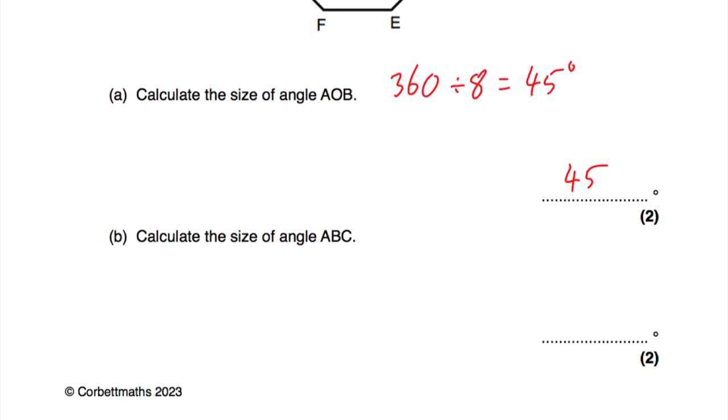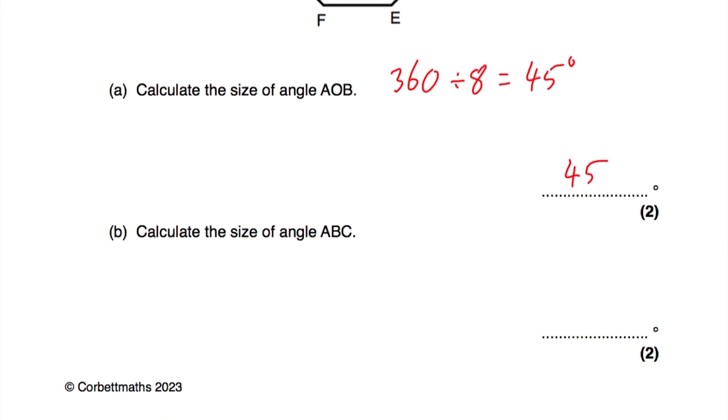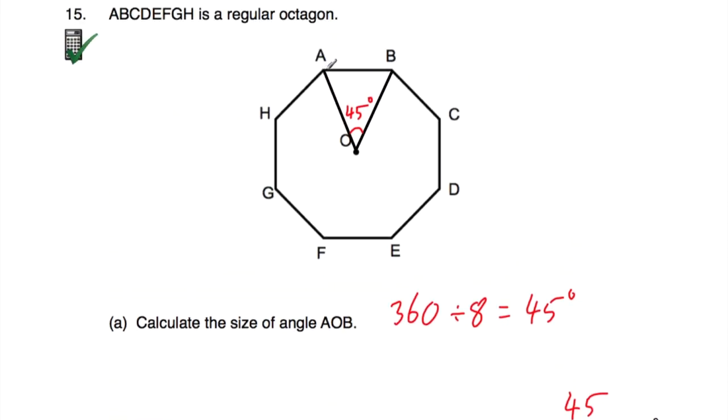Okay, and then if we have a look at part B, part B says calculate the size of angle ABC. So we want to find the size of this angle ABC. So I'm just going to mark it on, that's that angle there. Now actually, there's a couple of ways we can do this. One way is we could consider this other triangle here, and we've got these two triangles, and if we work out the size of this angle and this angle and add them together, that'll be the size of angle ABC, that obtuse angle there.